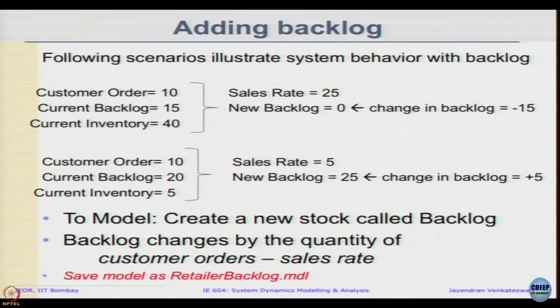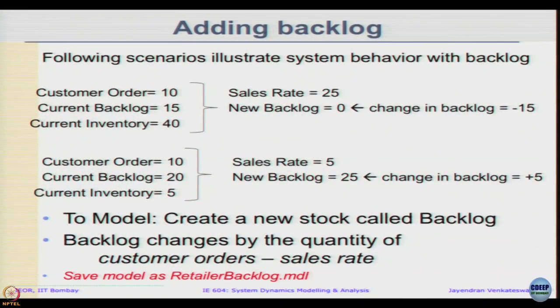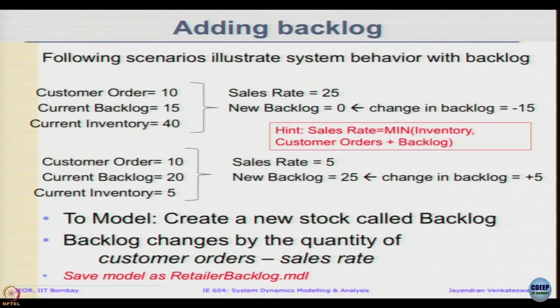If you see the above scenario, the sales rate will be the minimum of inventory and customer orders plus backlog. Earlier you had sales rate as minimum of inventory and customer orders. Now it will be minimum of inventory, comma, customer orders plus backlog, for it to logically work. Just incorporate that, then you can adjust it for units error. Basically, this is what you want to do, right? Sales rate is minimum of inventory and customer orders plus backlog, but if you do this, there is a units mismatch. So, you fix that.